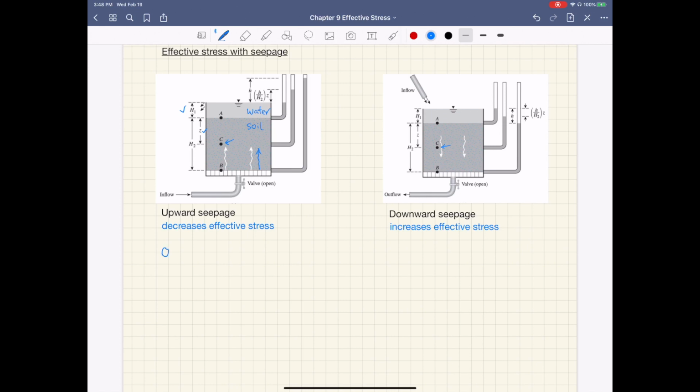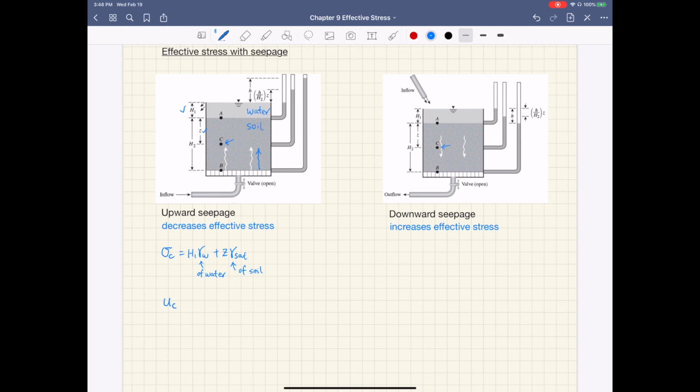So the total stress at point C, sigma C, equals h1, that's the depth of the water body, times gamma water, plus z times the unit weight of soil, let's say gamma saturated. So this is the saturated unit weight of soil, and this is water. And then the pore pressure at point C, u sub C.